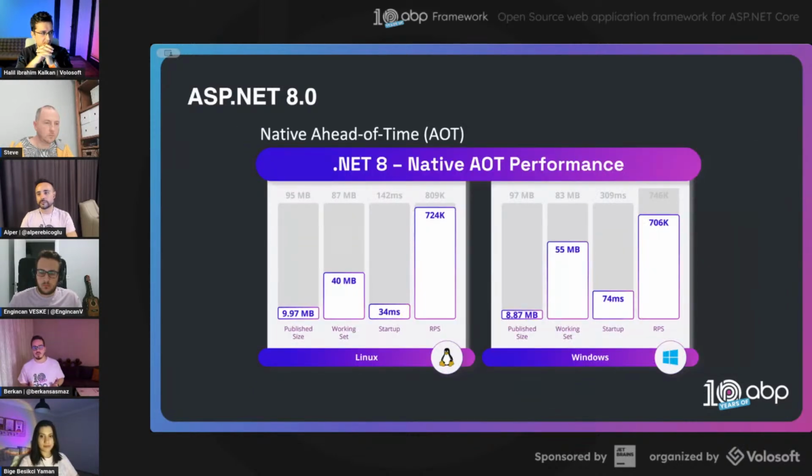Moreover, native ahead-of-time compilation is a feature that allows developers to create a self-contained app compiled to native code that can run on machines without the .NET runtime installed. It results in benefits such as minimized disk footprint, reduced executable size, reduced startup time, and reduced memory demand.